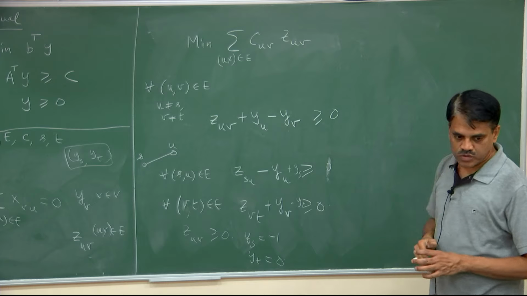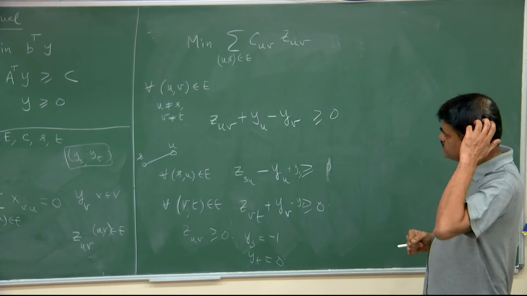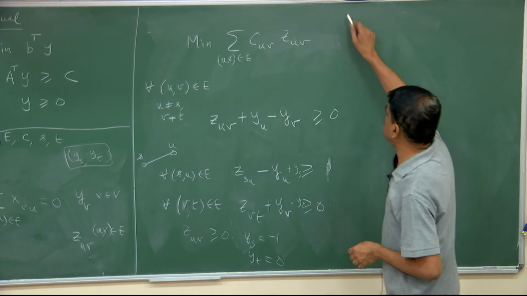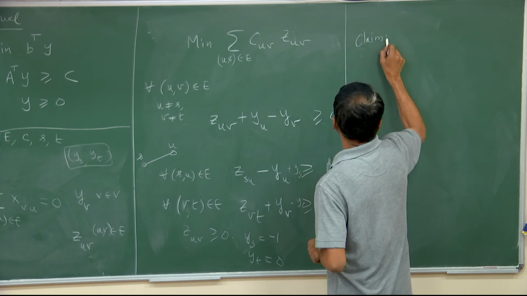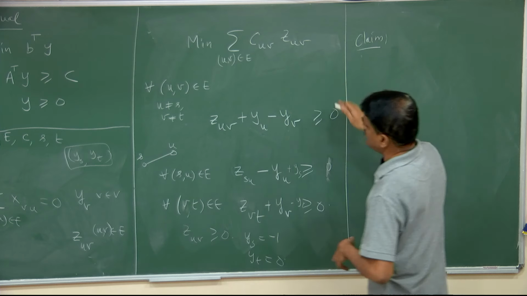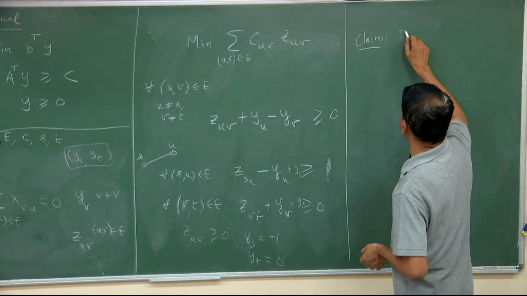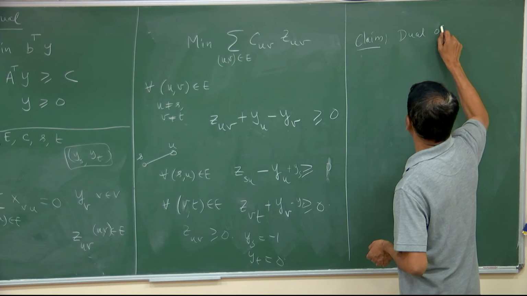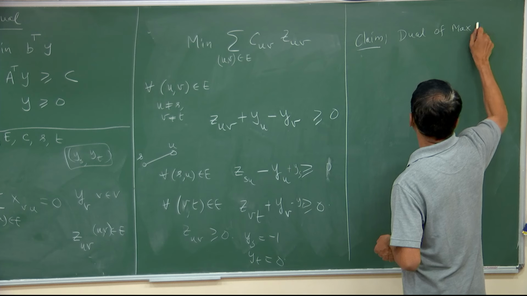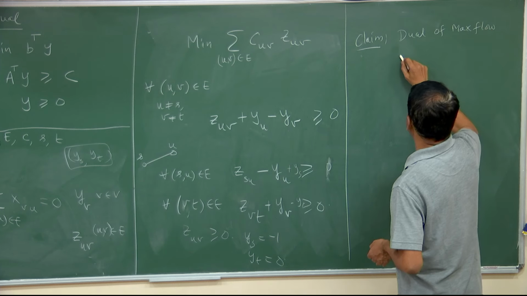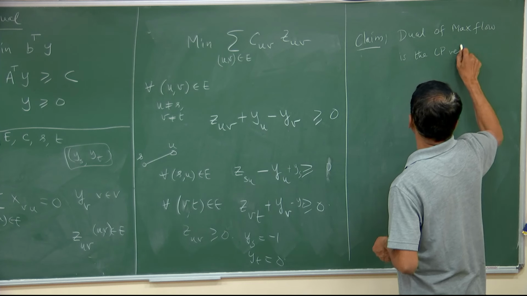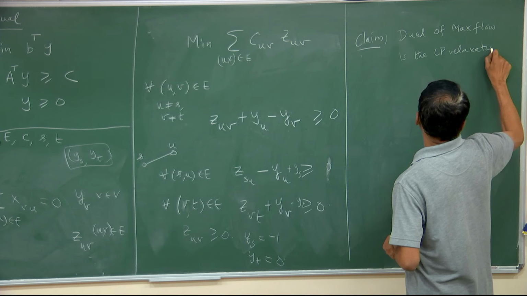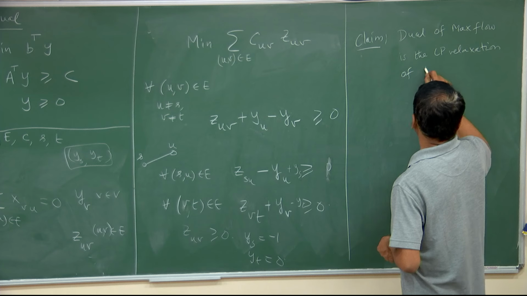Okay, now we're going to show two things. First claim: this dual of max flow is nothing but the LP relaxation of min ST cut.